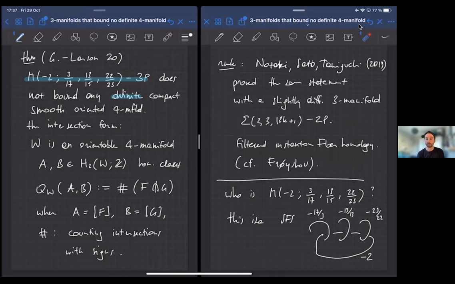Not that I know of. In neither of the two cases do I know that. In fact, I think it's a cute question that I have no idea how to answer. If you give me a 3-manifold and you connect a bunch of Poincare spheres, do you always bound something, well, positive definite, I suppose?